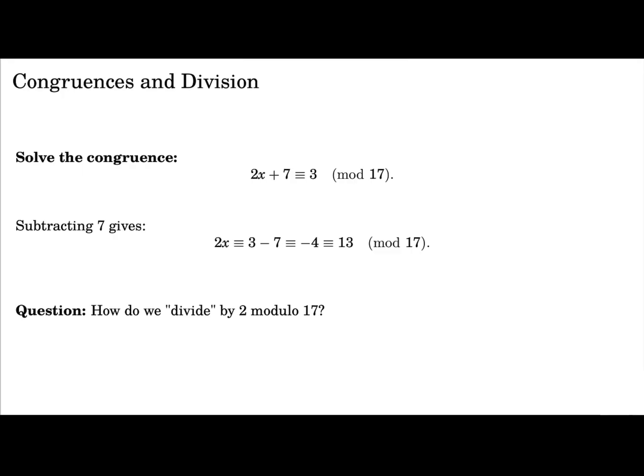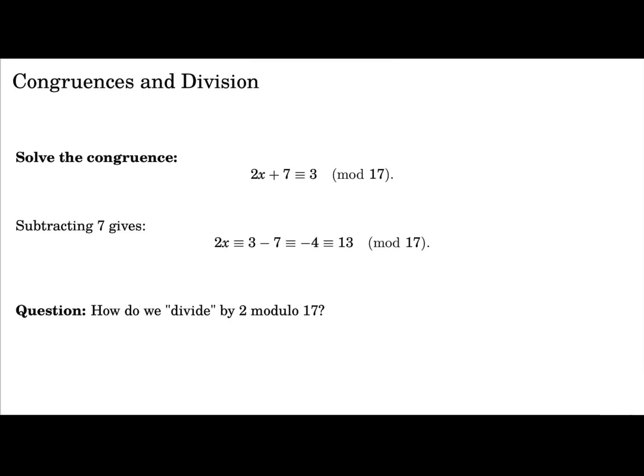Let's say we want to solve 2x plus 7 congruent to 3 mod 17. Well, we can again do that first step and subtract 7 on both sides. And now we get 2x congruent to 13. But now the issue is, what we would like to do is divide by 2. But what does it mean to divide by 2 modulo 17, right? How can we do that?